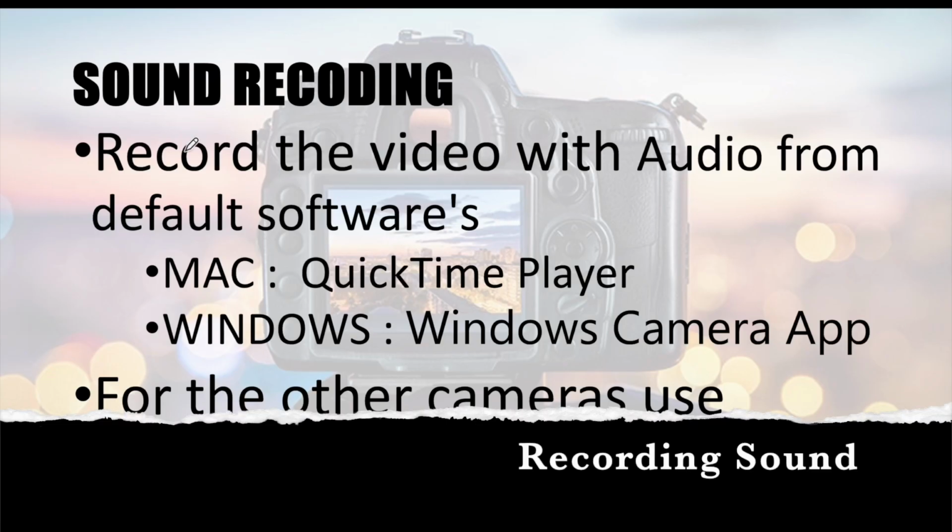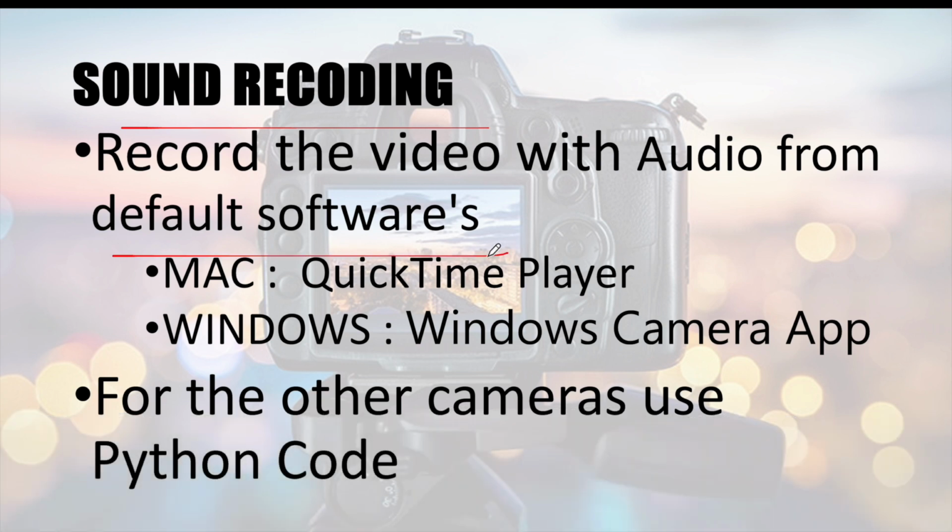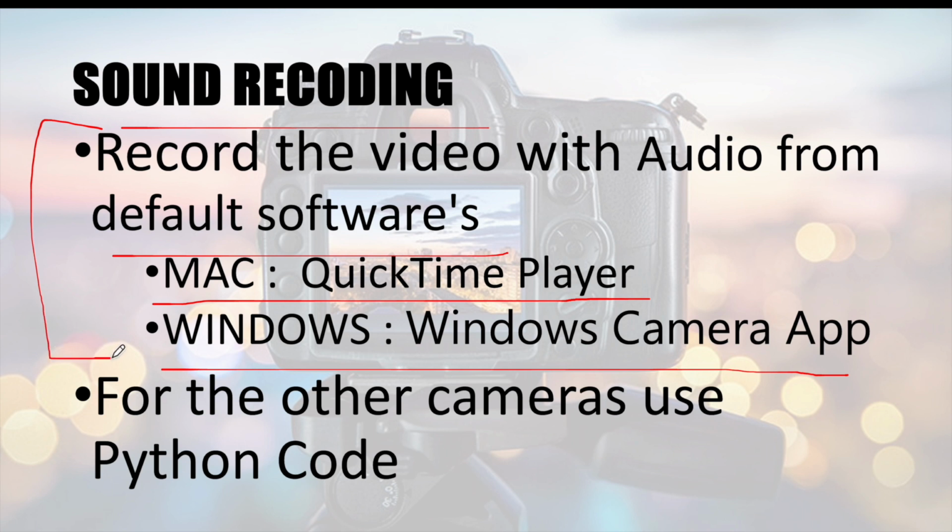In case you want to record the sound as well, then use the default software which comes with your OS. For example, in case of Mac, QuickTime Player, or in Windows the Camera app, and record one of the cameras using this software. So this would be recording both the sound plus the video. And for the other cameras, use the Python code as we discussed earlier.